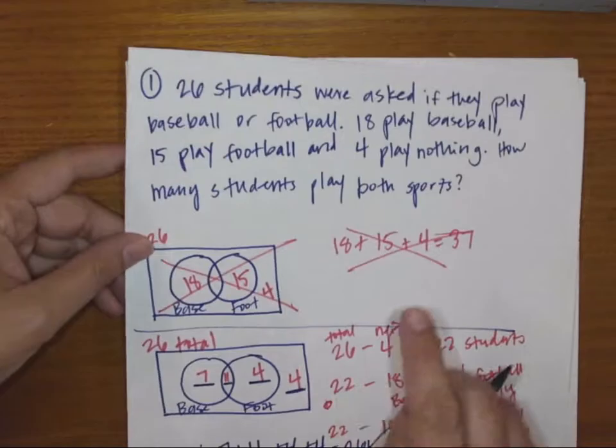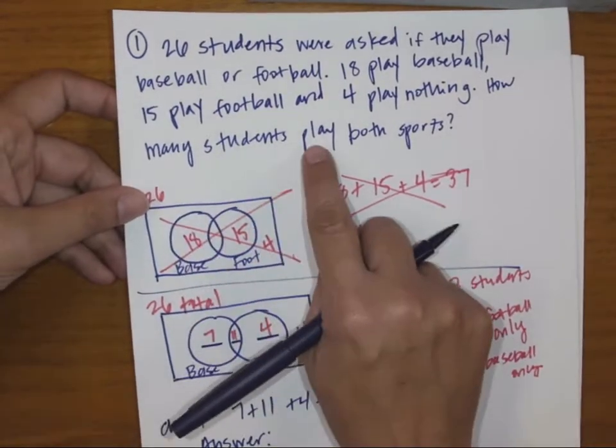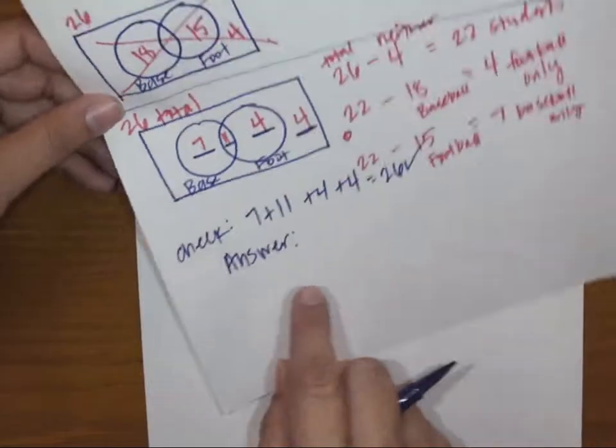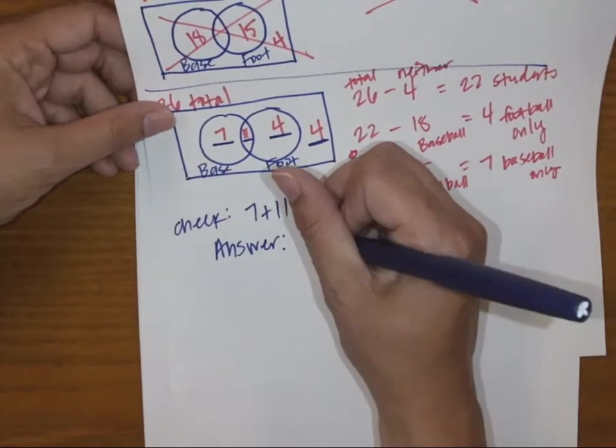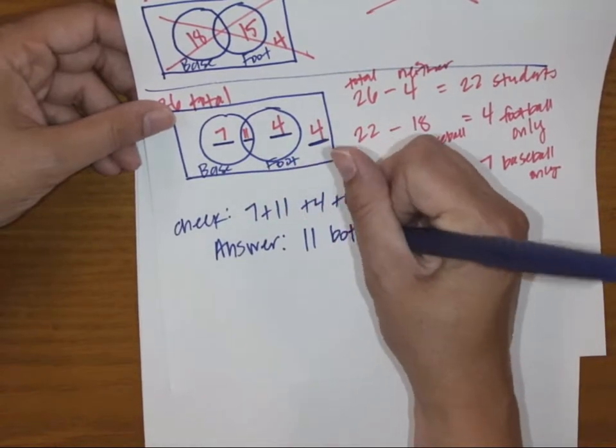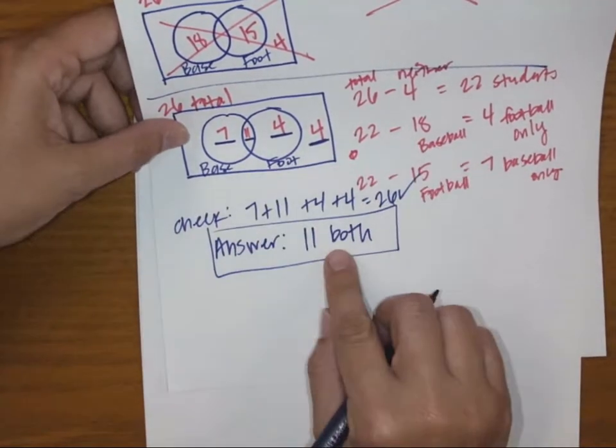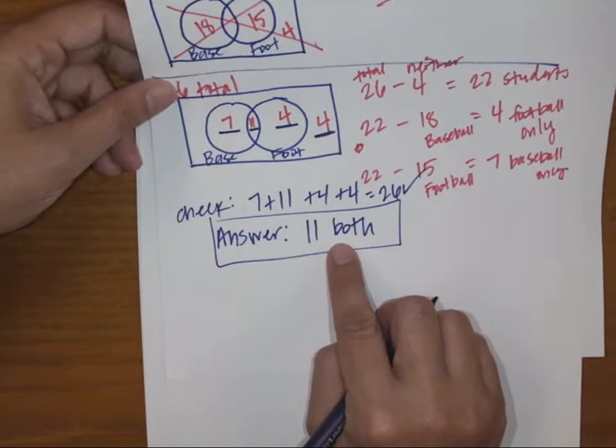Okay, so let's look at the question. The question said, how many students play both sports? Well, both sports would be the number in the middle, so the answer is 11. So make sure you write down your answer and box your answer.